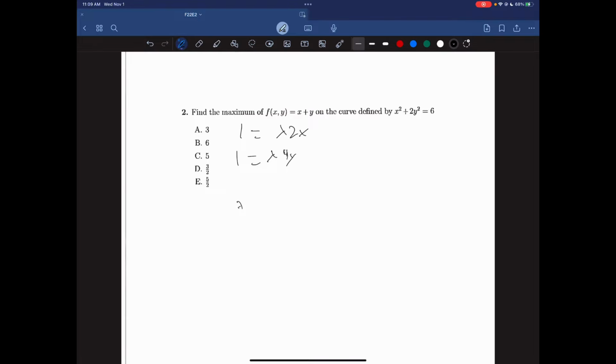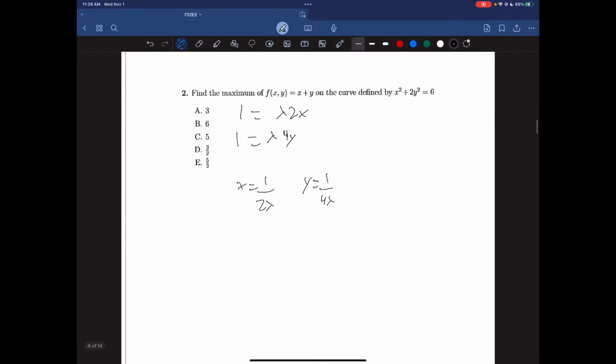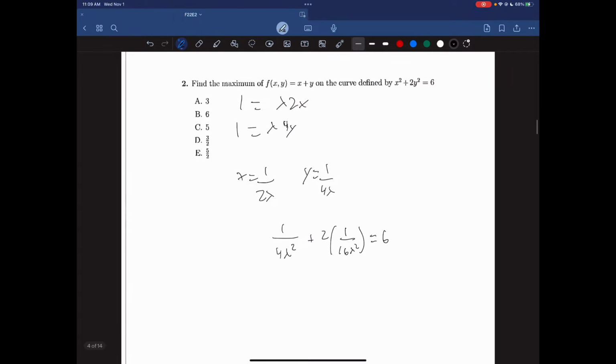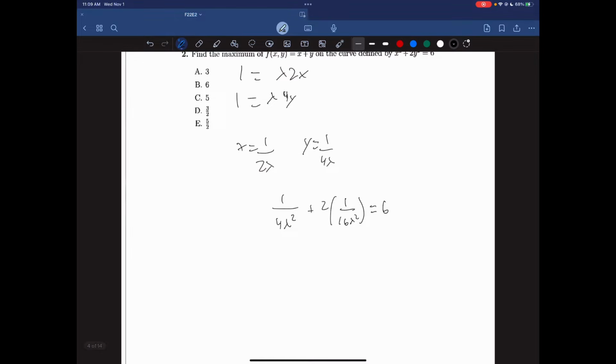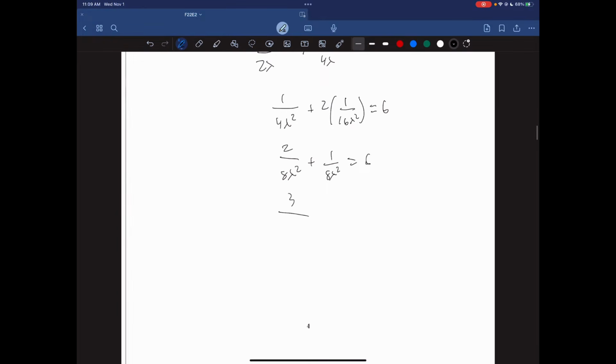So we're going to get x equals 1 over 2 lambda, and y equals 1 over 4 lambda. Plugging in here, we're going to get 1 over 4 lambda squared plus 2 times 1 over 16 lambda squared equals 6. Combining our fractions, this is going to be 2 over 8 lambda squared plus 1 over 8 lambda squared. That equals 6. And 3 over 8 lambda squared equals 6.